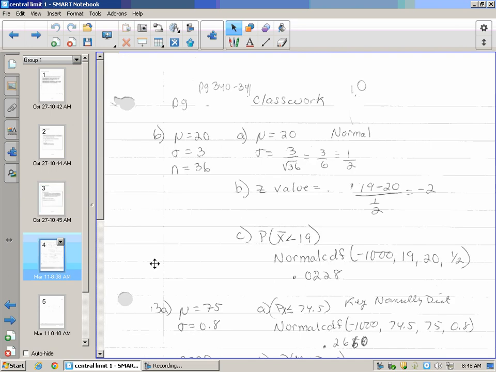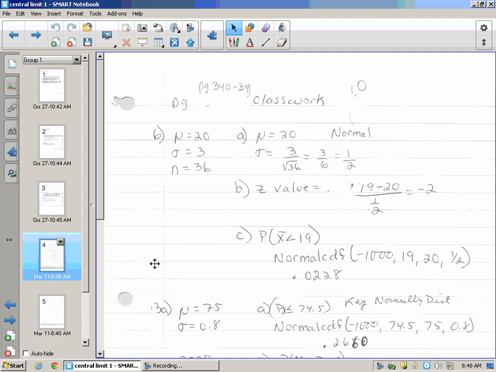Now, if you turn to pages 340 and 341 in your book, and look at number 6, it's asking you to first describe the mean distribution, computing the mean and standard deviation of the distribution. Well, the mean is the same as the sample mean, which is 20, and the standard error is 3 over the square root of 36, which is the n size, and you get 1/2. On B, they tell you to find the z value corresponding to the sample mean equals 19. So you do 19 minus 20 divided by the half, which gives you -2.